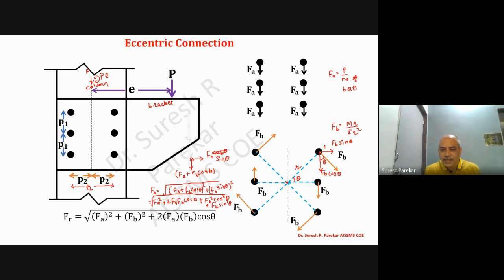And then this Fb square, if we will take common from this, then we will get it as Fb square. So we have Fa square plus Fb square plus 2 Fa Fb cos theta, and angle theta we are with horizontal. So likewise we are going to get this value of Fr, which is resultant force, and this value should be less than or equal to design strength of the bolt.